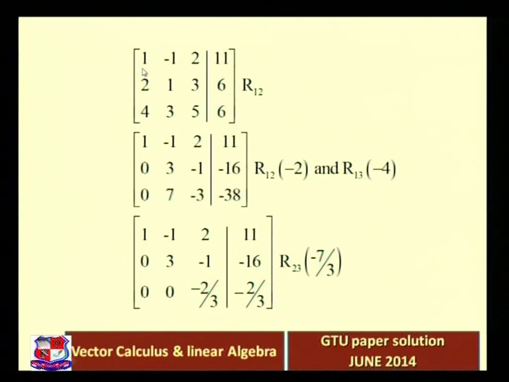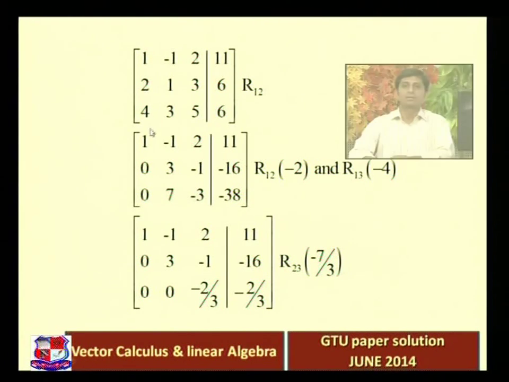So now our first row is 1, -1, 2, 11, the second row is 2, 1, 3, 6, and the third row is as it is, 4, 3, 5, 6. Now this is our leading entry, right? We want to make 0 below that leading entry, so we are multiplying the first row by -2 and adding into the second row, and next multiplying the first row by -4 and adding into the third row.